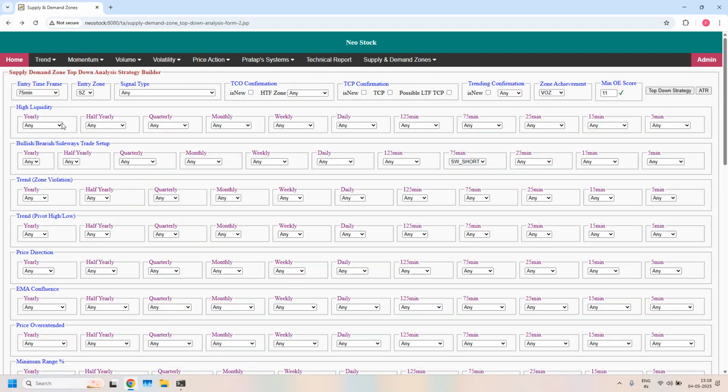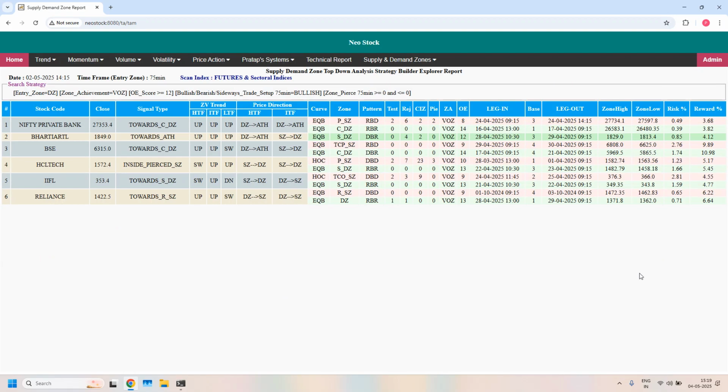Next we will look into bullish trade setup for weekly income trade. I am going back. For bullish trade setup, entry zone, demand zone, and also bullish or bearish trade setup 75 minutes, I am selecting bullish, and zone achievement, pierced count same, but minimum odd enhancer score, the value should be 12 instead of 11. Bullish or bearish, the value should be 12. Now let's filter the stocks. We got 6 stocks supporting bullish trade setup for weekly income trade.